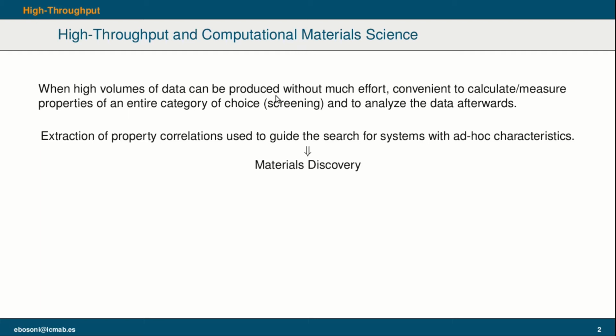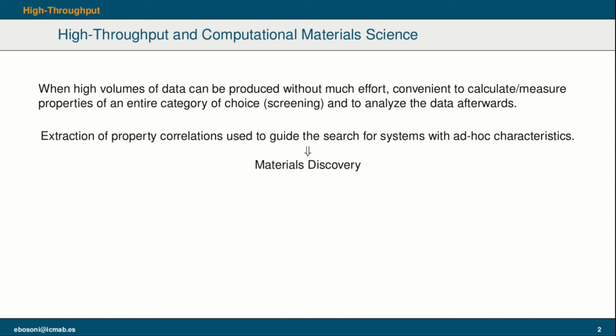As I said, AiiDA-SIESTA allows high throughput simulation with the Siesta code. In this slide, I want to cover the concept of high throughput, since many of you might not be familiar with it. In a very pragmatic way, we can say that high throughput comes from the idea that when high volume of data can be produced without much effort, it is convenient to calculate or measure properties of an entire category of choice and to analyze the data afterwards. The advantage of this approach is that from the data we can extract property correlation that can be used to guide the search for systems with ad hoc characteristics.